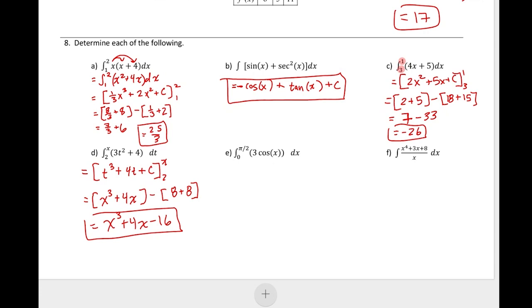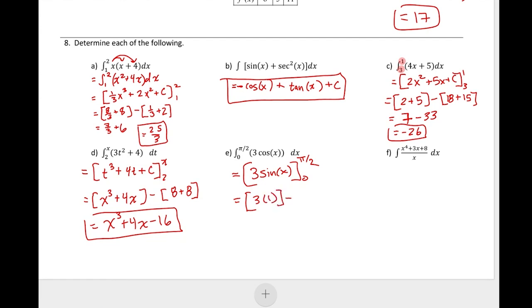E. Okay, here we got to know what the antiderivative of cosine is. Since the derivative of sine is cosine, the antiderivative of cosine is sine. So this is just going to be 3 times sine x from 0 to pi over 2. If I substitute in pi over 2, I'm going to get 3 times the sine of pi over 2. Pi over 2 is equivalent to 90 degrees, so it's that very top point on the unit circle, and the y-coordinate there is 1. So sine of pi over 2 is just 1.